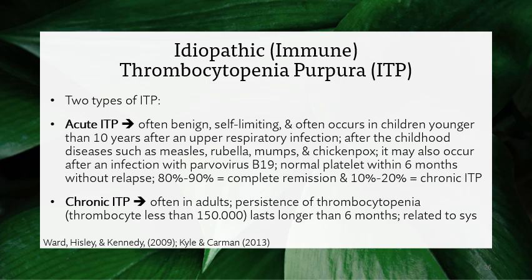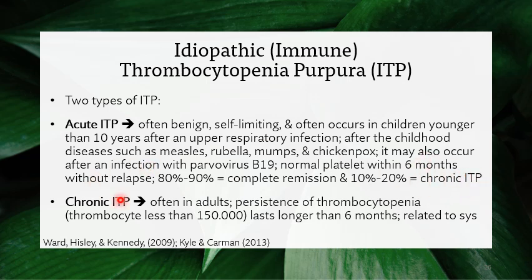So there are two types of ITP, acute ITP and chronic ITP. The acute ITP is often a benign one, and it's self-limiting and often occurs in children younger than 13 years old after infections such as upper respiratory infections, measles, rubella, mumps, chickenpox, and sometimes also parvovirus B19. What happens is that the normal platelets will come back within 6 months without relapse. So it will be normal within 6 months, and 90% have complete remission without relapsing, and 10 to 20% of the patients will then develop chronic ITP.